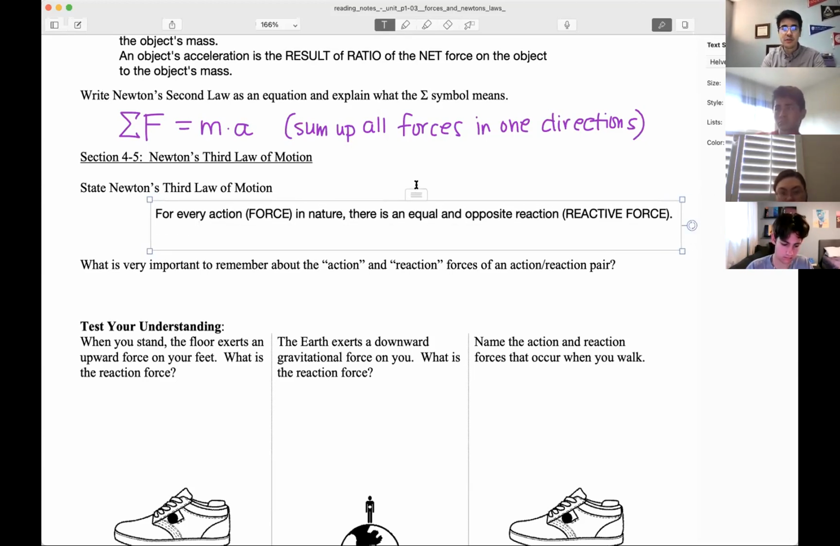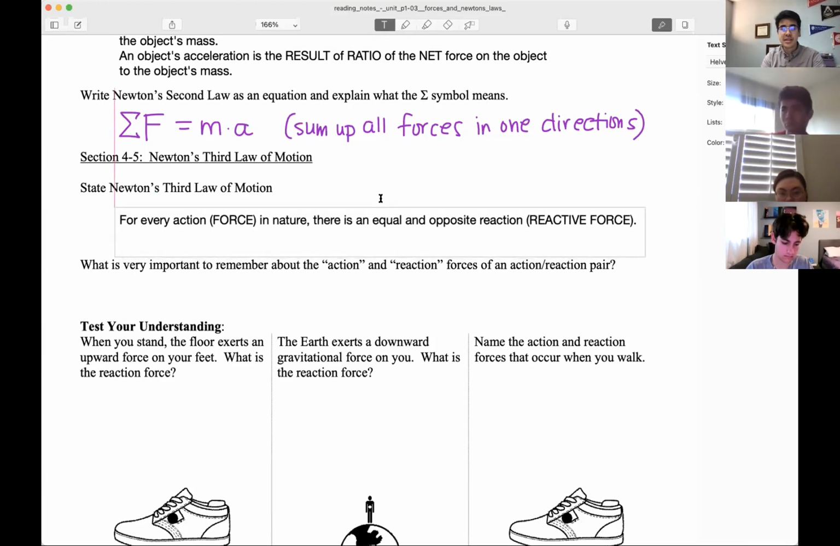So those are for your reference, right? Instead of saying action when you're doing your explanations, you should be saying equal force and reactive force, or applied force and reactive force. And then what's the important thing to remember about these action and reaction forces?